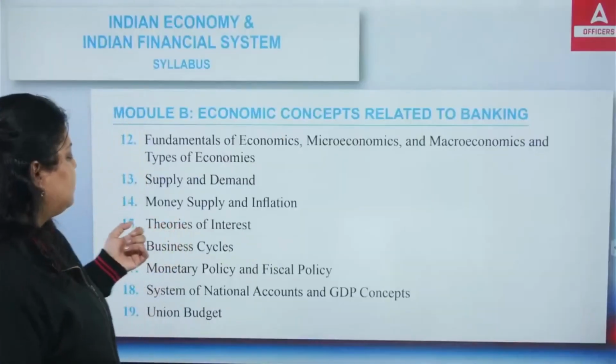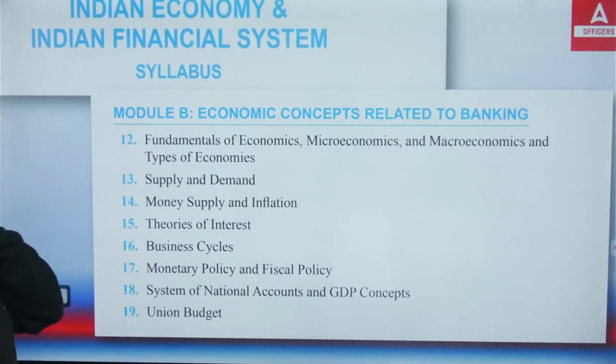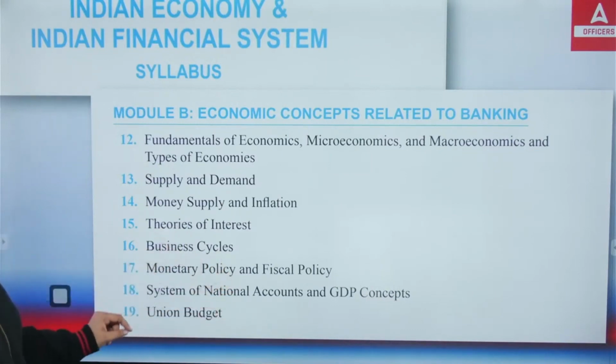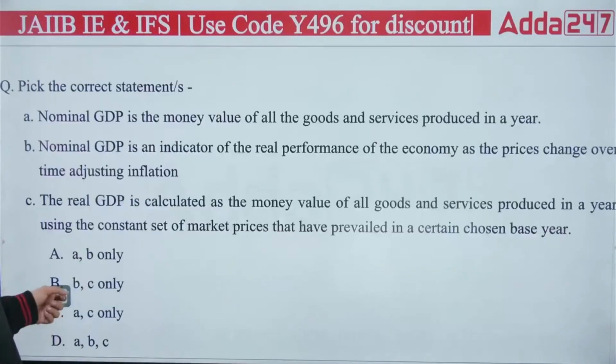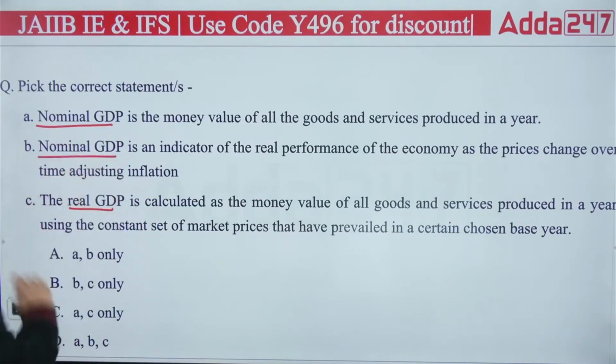So B module talks about your economic concepts related to banking, and today we are going to talk about unit number 18 of yours, because from 12 to 17 we have already covered. So class 16 of yours is going to talk about the system of national accounts and GDP concepts. Okay, so let's start. The first question here is: pick the correct statement. There are statements given about the nominal GDP and the real GDP. Out of them you have to answer which of the following is correct.